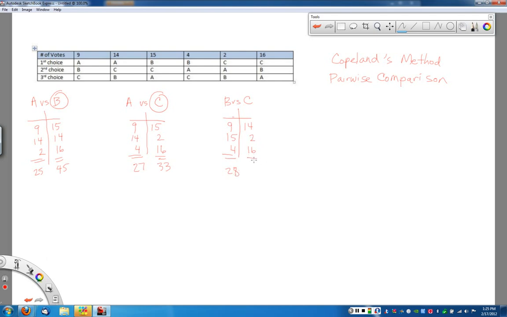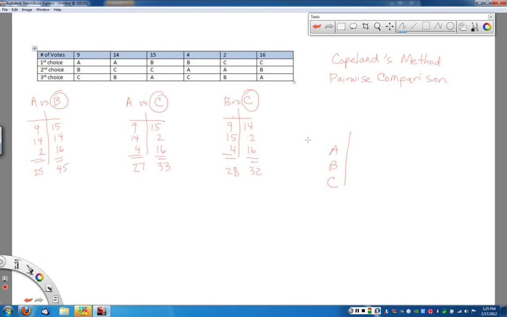And when I total this column here, I get 32. 32 is the winner, so C is the winner. Once I've done every single matchup, then what I'm going to do is make a tally chart of who wins each set of elections.